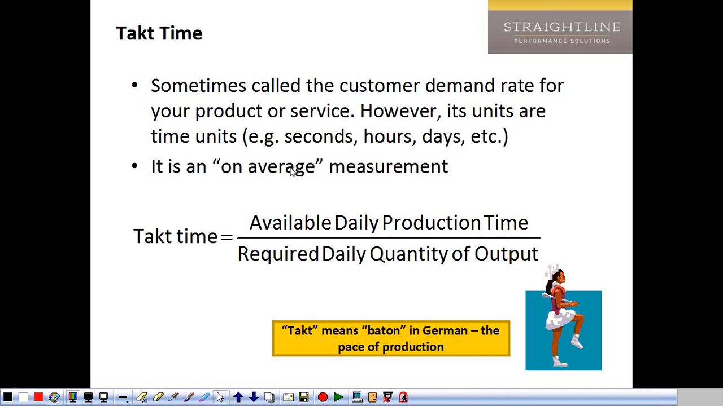And then how much available production time do I have to do that? Maybe I have 6.5 hours and I have 20 people. Is that enough to be able to cover that? So that's essentially what takt time is.